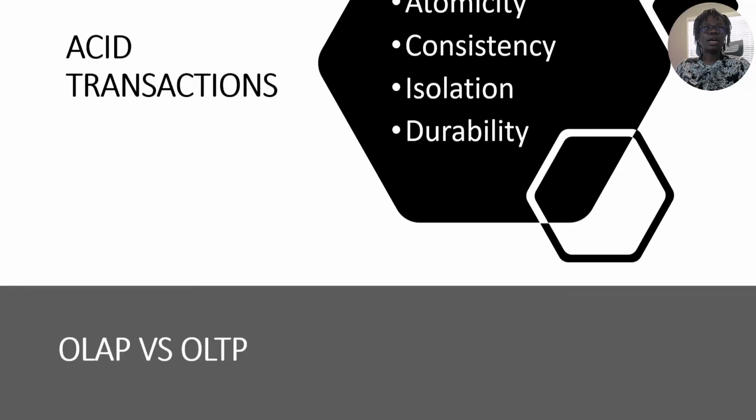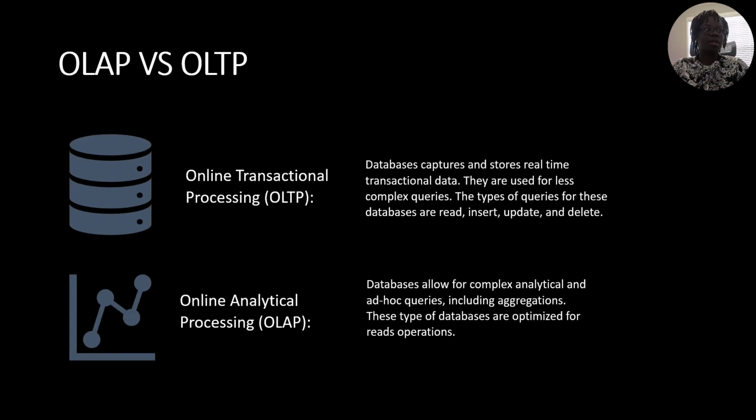Okay? Now we move on to different types of databases. We have the OLAP and the OLTP. OLTP means online transactional processing. These databases capture real-time transactional data. They are used for less complex queries. The types of queries for these databases are read, insert, update, and delete. Now we also have the OLAP, online analytical processing. These databases are for complex analytical and ad hoc queries, including aggregations. The OLAPs are what we typically call the data warehouses.